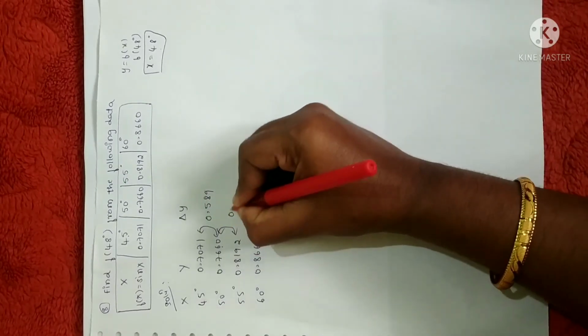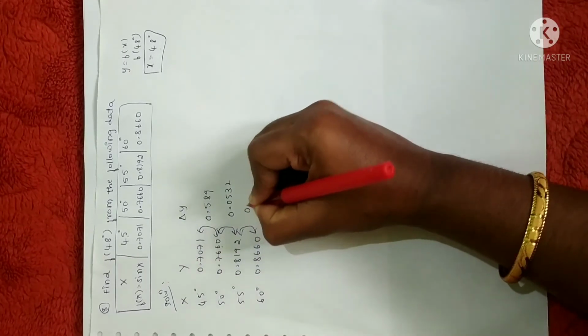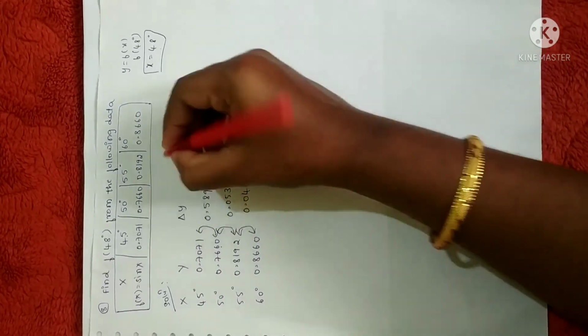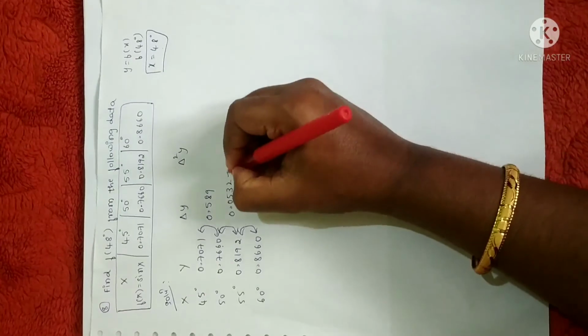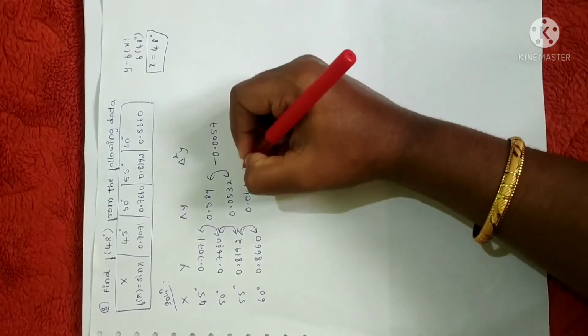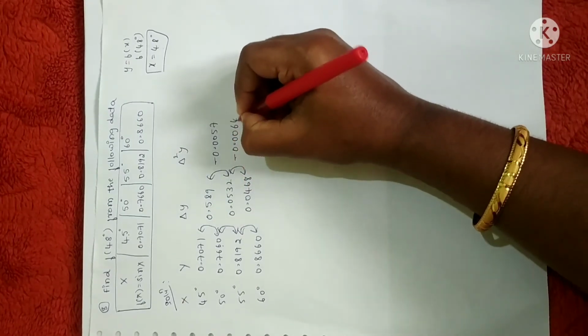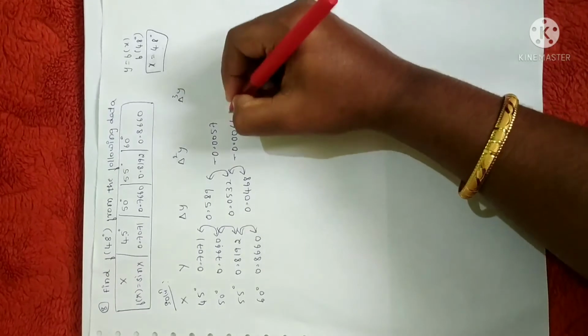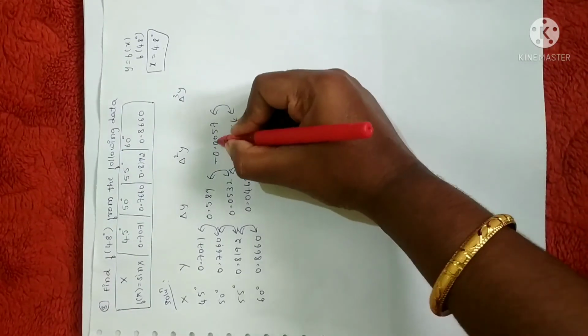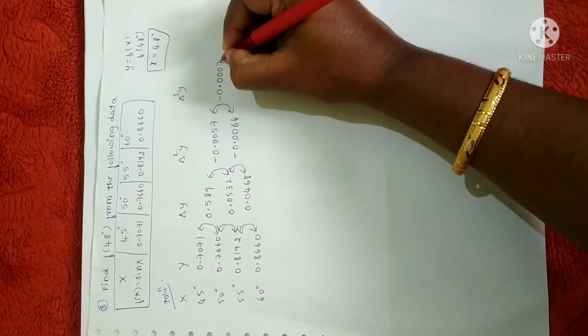Similarly, subtract these two values. You will get 0.0532. Similarly, subtract these two values. You will get 0.0468. Similarly, second forward difference, subtract these two values. You will get minus 0.0057. Subtract these two values, you will get minus 0.0064. For third difference, subtract these two values, you will get minus of minus this value, that is it will become plus anyhow, minus 0.0007.